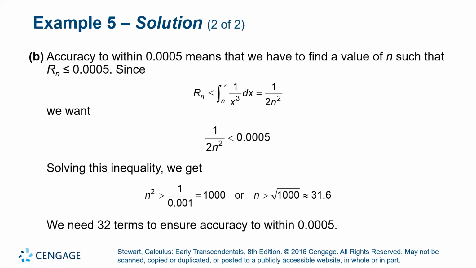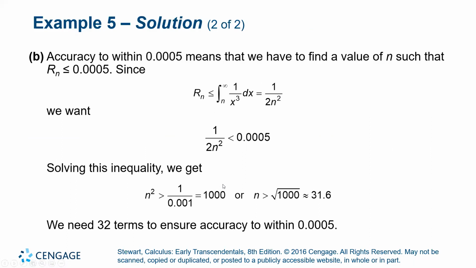Now in part B, they want one more 0, 0.0005, and want to know how big n has to be to get there. So we know that our remainder, our R, is less than that integral from the integral test and the remainder test, which we already calculated to be 1 over 2n squared. And we want that 1 over 2n squared to be less than 0.0005. So this isn't a new calculus problem, this is just solving the inequality for n.